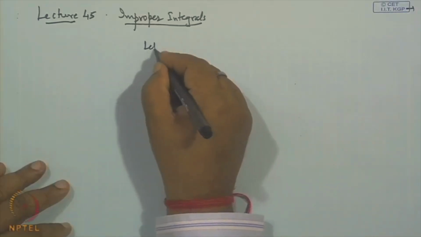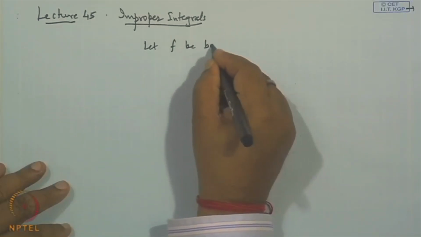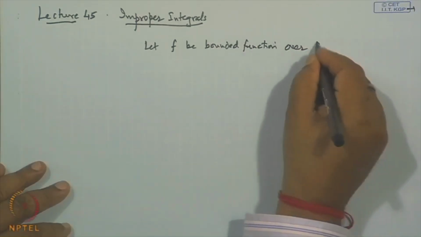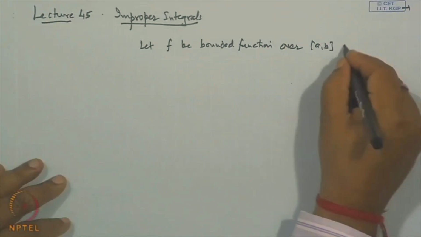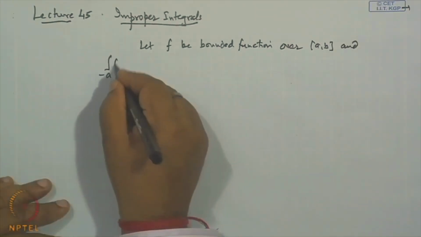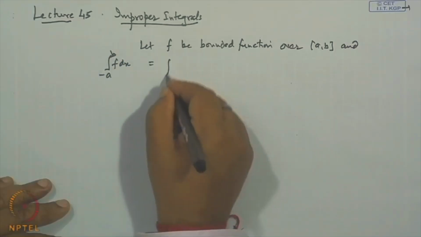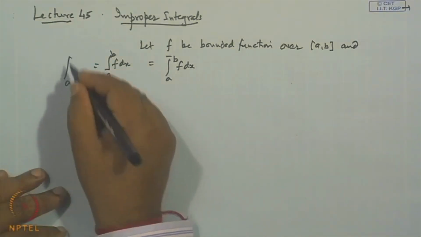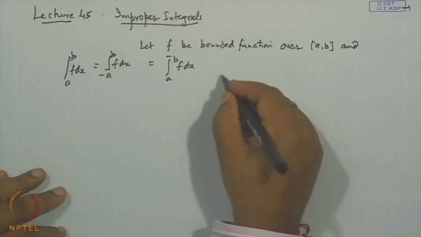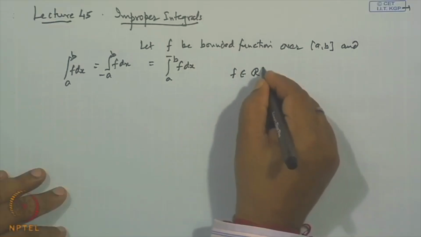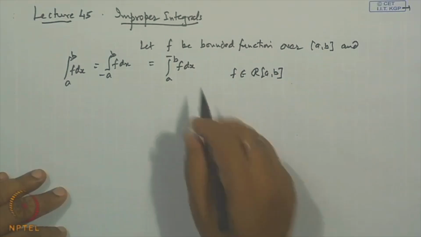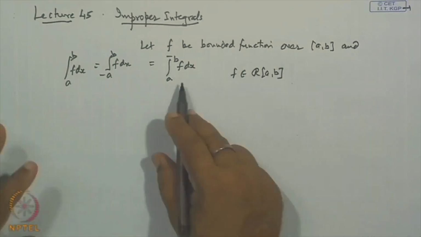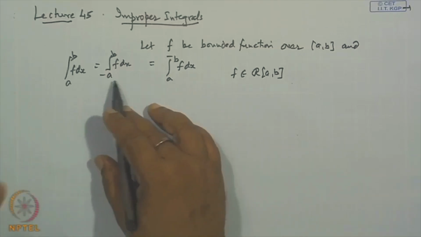Let f be a bounded function over the closed interval [a, b]. If the lower Riemann integral and the upper Riemann integral both exist and coincide, then this is denoted by the integral from a to b of f dx, and we say f is Riemann integrable over the interval [a, b]. So for a bounded function, the Riemann integral of a function f(x) over a closed interval can be defined, provided this limit exists.